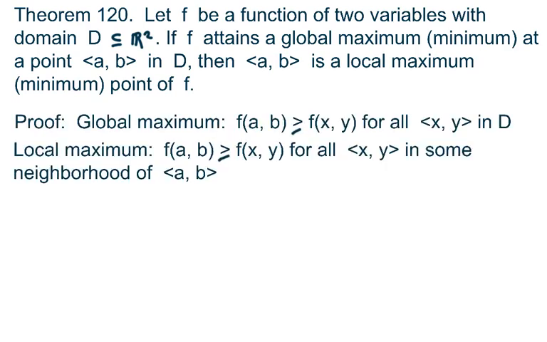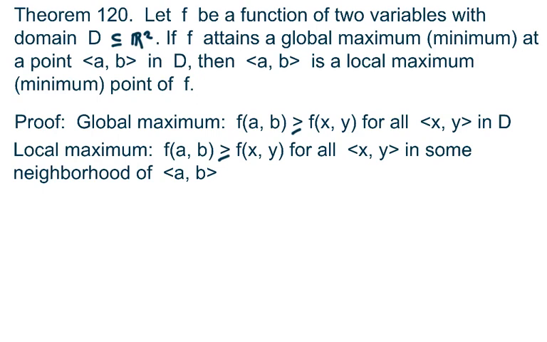The proof of this theorem follows directly from the definitions. For example, just remember that if f attains a global maximum at the point (a,b), then the function value at (a,b) is greater than or equal to all of the other function values of f. That then also means that the function value at (a,b) will be greater than or equal to all of the function values of f in any neighborhood of the point (a,b). Thus, the point (a,b) will be a local maximum point of the function f.